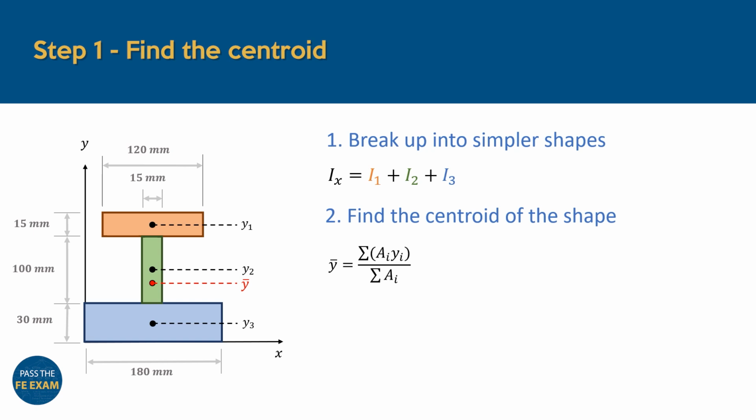To find the position of this centroid, we'll need to calculate the area of each rectangle, as well as the distance from the reference x-axis to each respective rectangle. The centroid can then be found as the sum of all areas multiplied by their distances, and then divided by the sum of all areas.